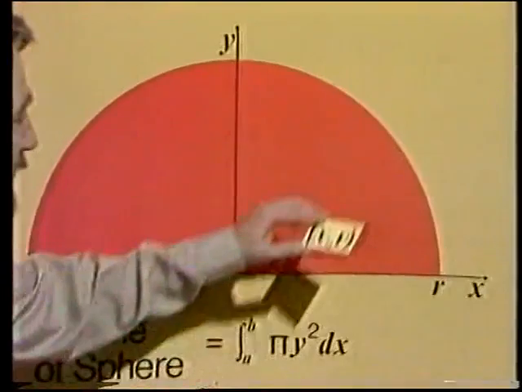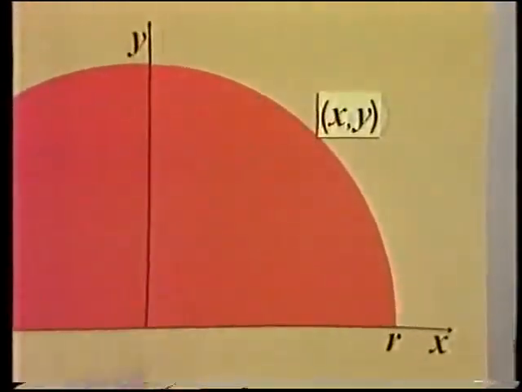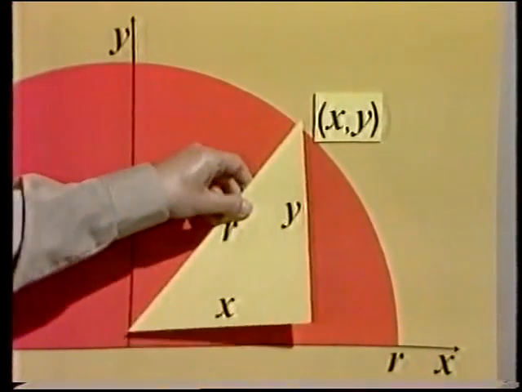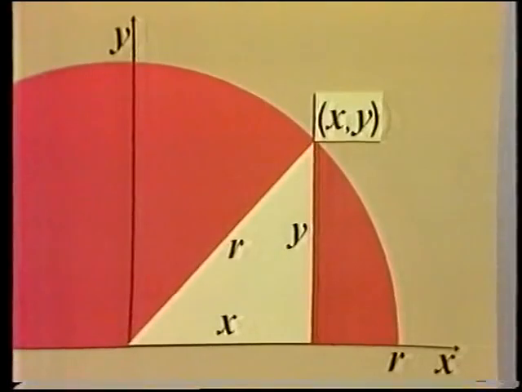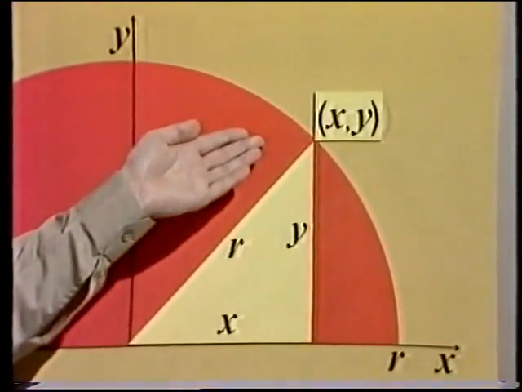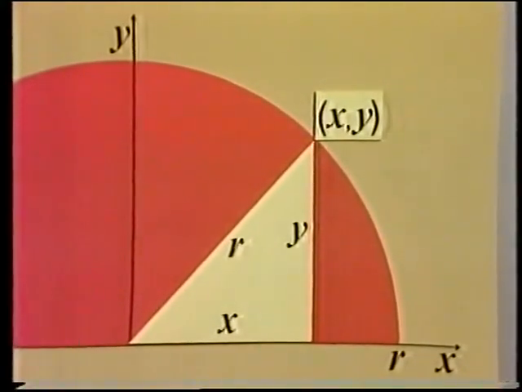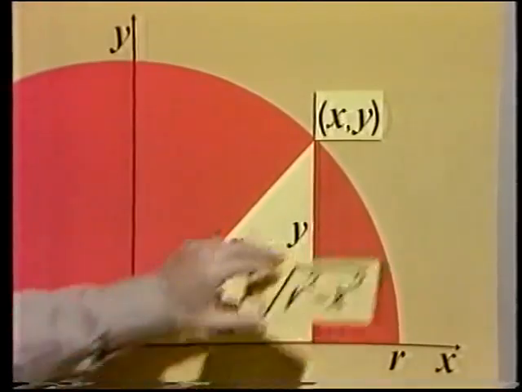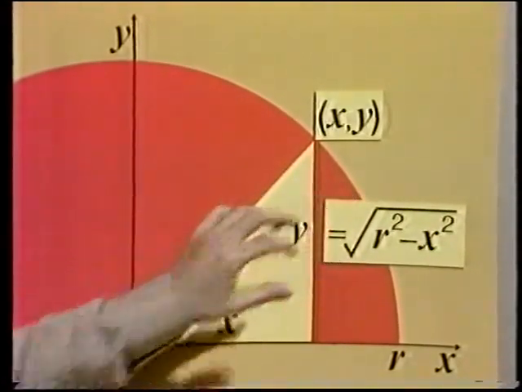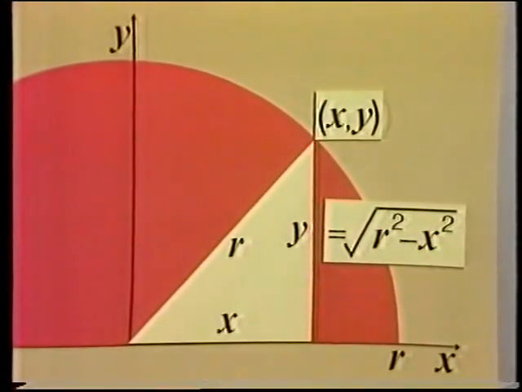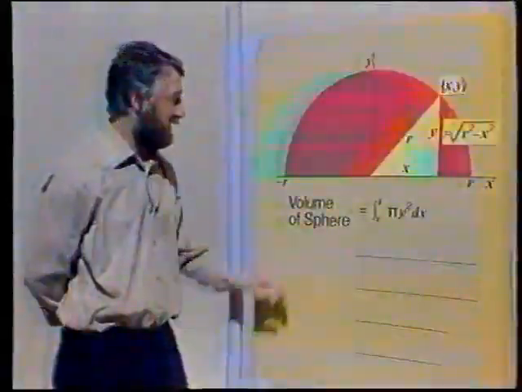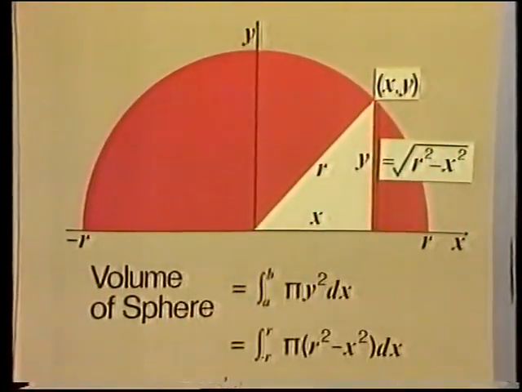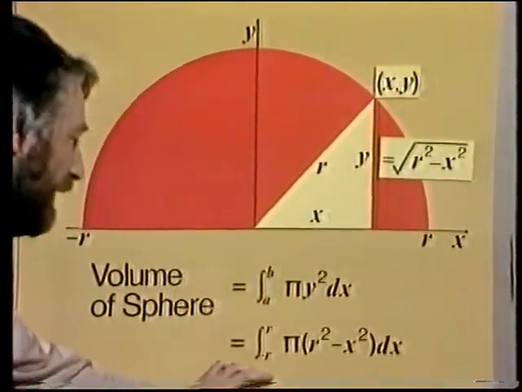Let's look at this point with coordinates x, y. Now, this distance is x, and this radius is the radius of the sphere, and so by Pythagoras' theorem, y must be equal to the square root of r squared minus x squared. Substituting r squared minus x squared for y squared gives this integral, and we can evaluate that.